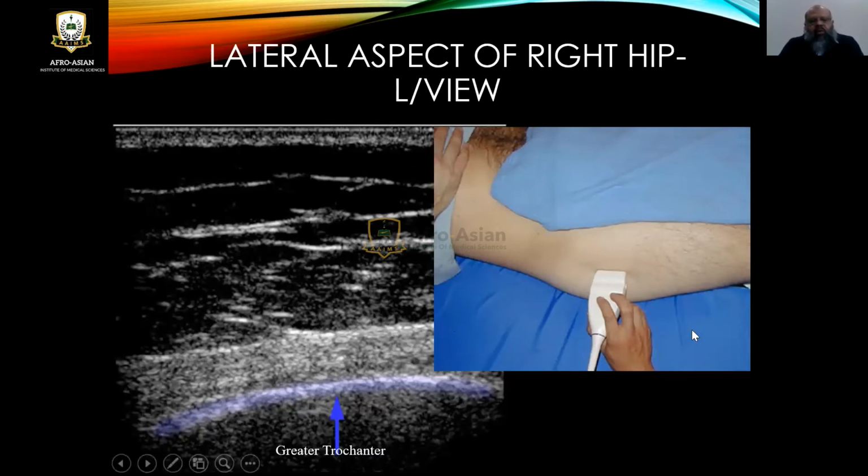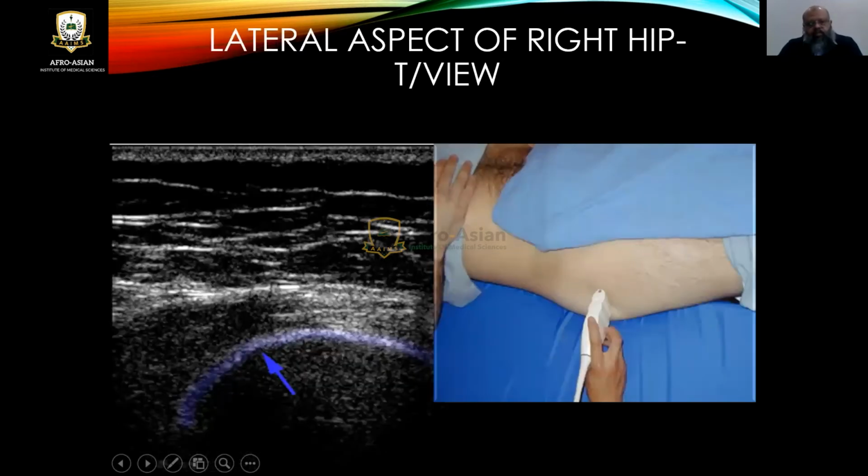Then we go towards the lateral aspect. From the lateral side, we can see a part of the upper part of the shaft of the femur with the head on this side, and we can see the greater trochanter. The greater trochanter will be somewhere here, and this is how we put the transducer. In the transverse view, in cut section, you can see the head is upward. This is the cut section of the bone, and then there are the muscles.